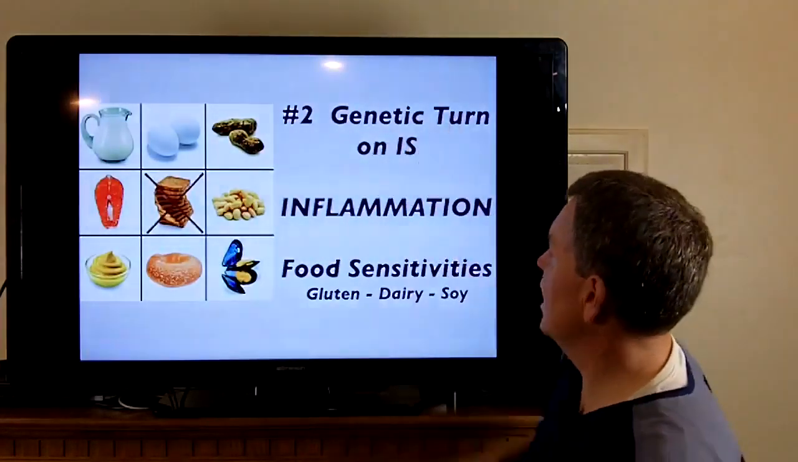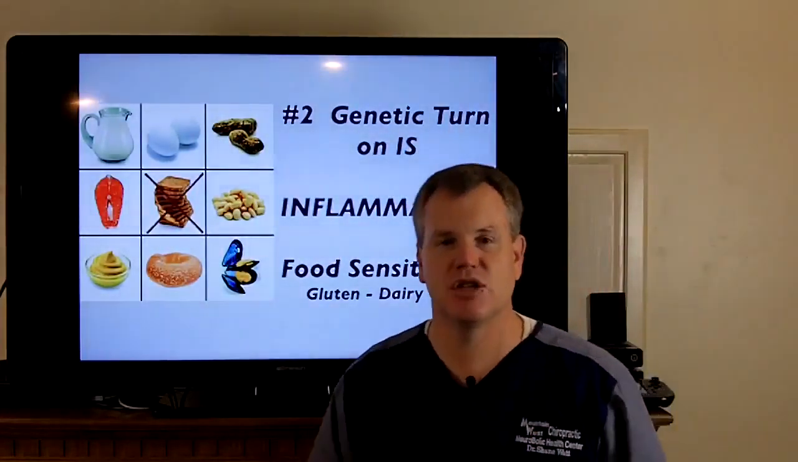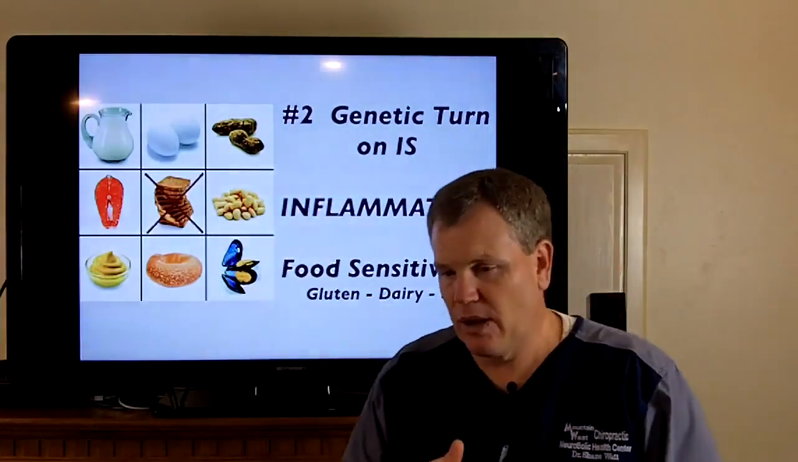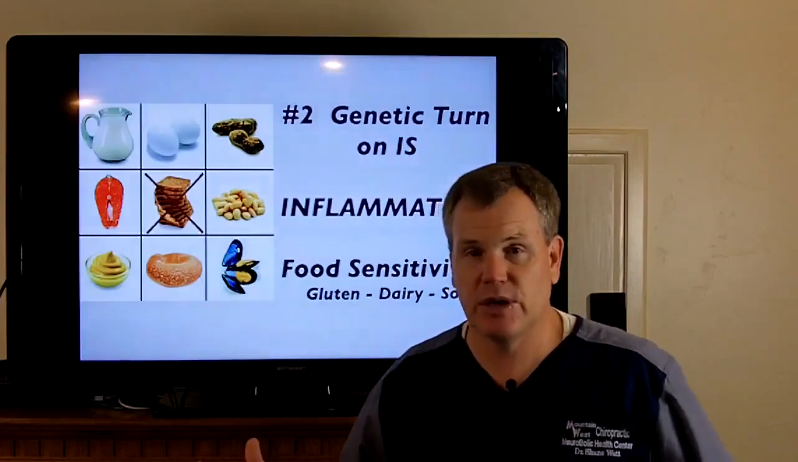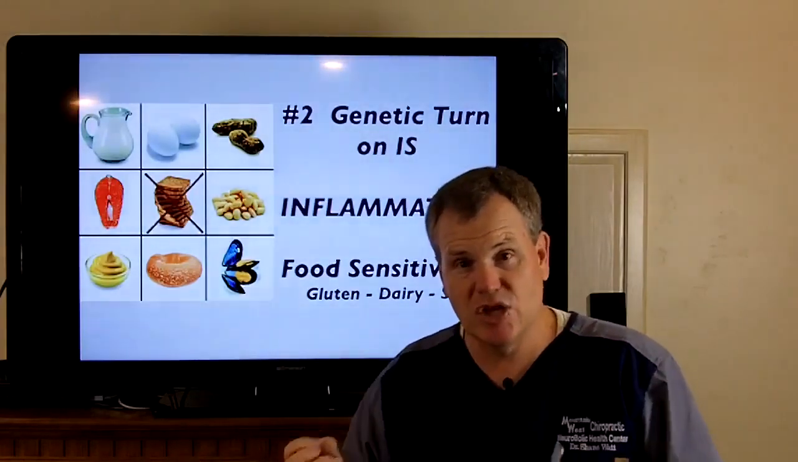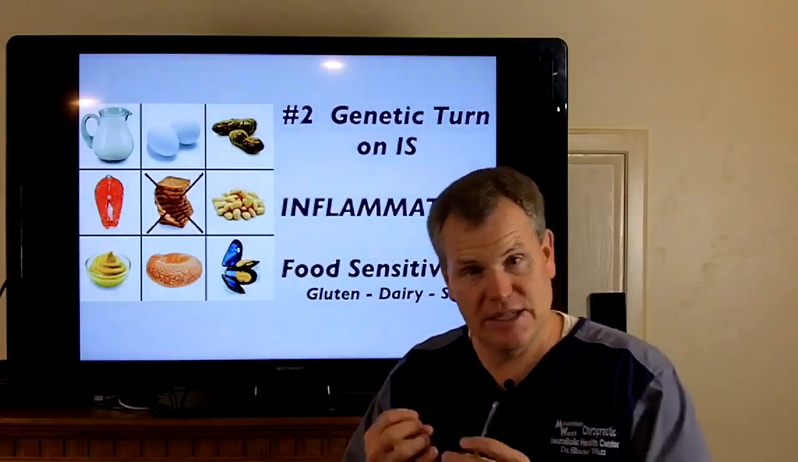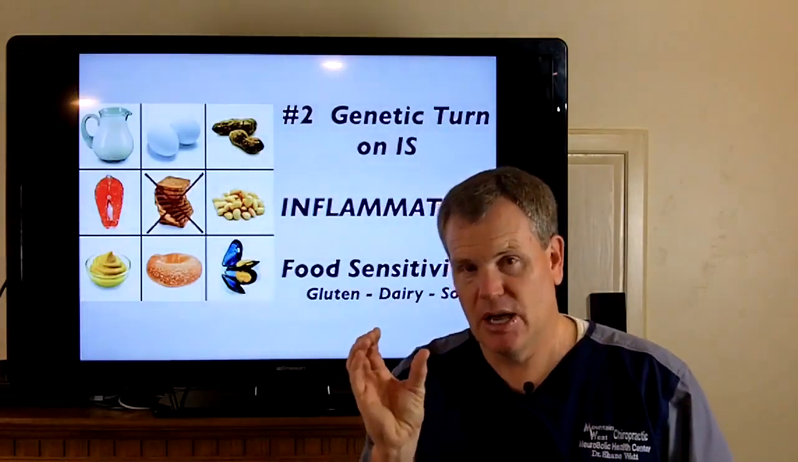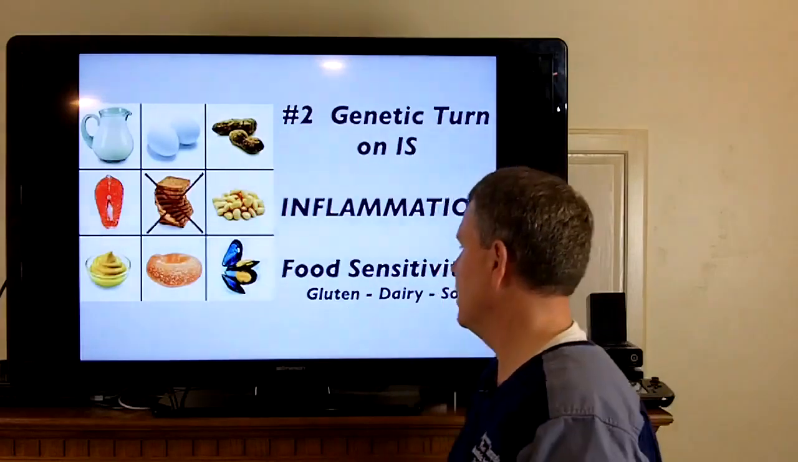So the second genetic turn on is inflammation. We just kind of talked about all those things we were talking about before. In the gut, when there's inflammatory responses going on, that's when those tight junctions now no longer stay tight, and they become larger, and so bigger molecules get in.